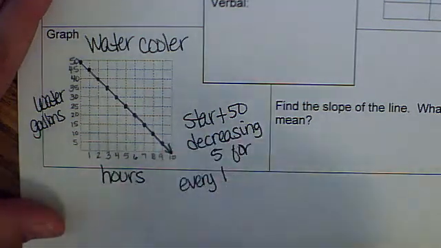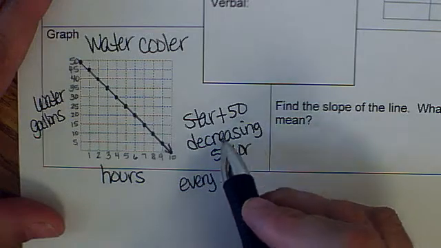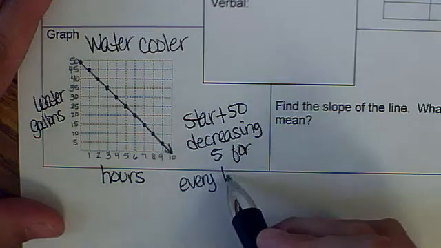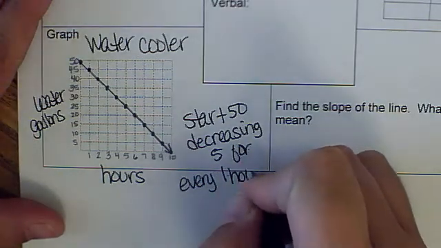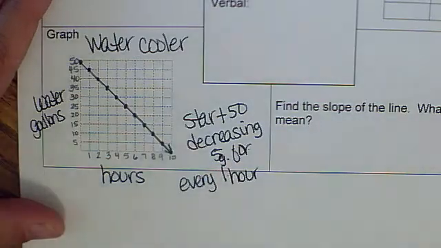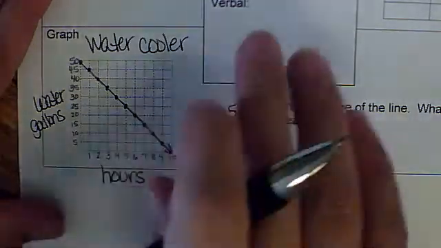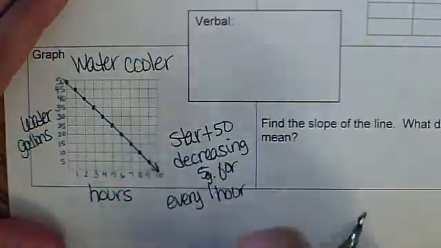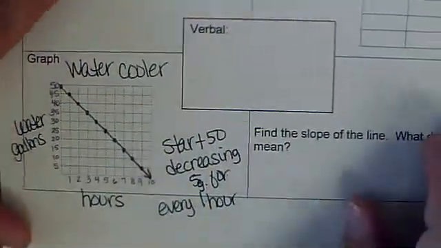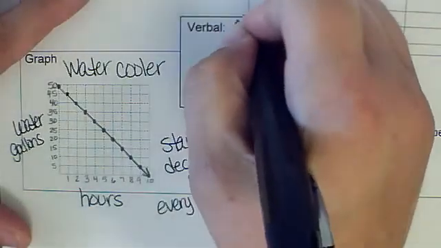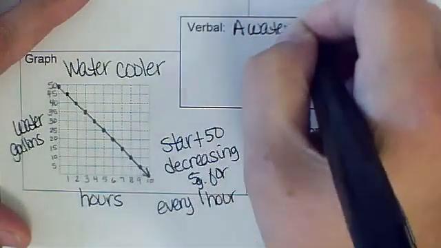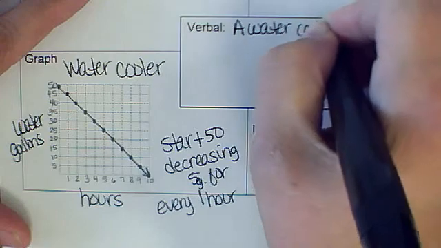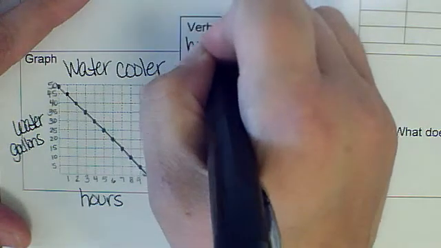Okay, so if we look back over here at my notes, we wrote that it's starting at 50 and it's decreasing 5 gallons for every hour. Okay, and there's the basis of our verbal part of our word problem. We just have to make it sound prettier. So we're going to say a water cooler holds 50 gallons of water.